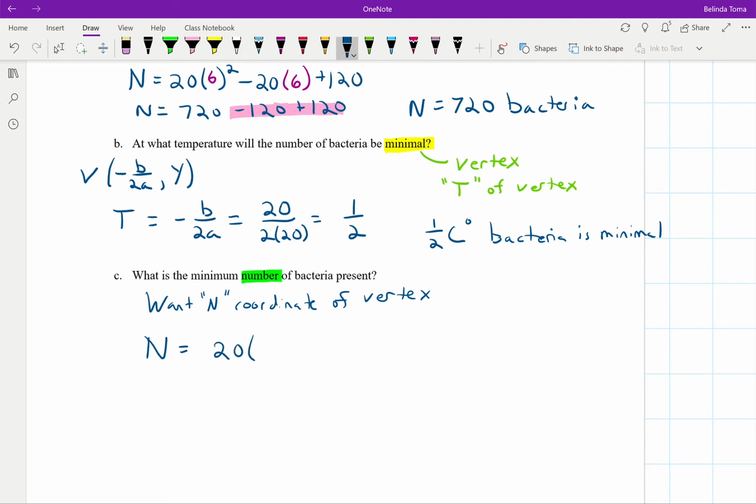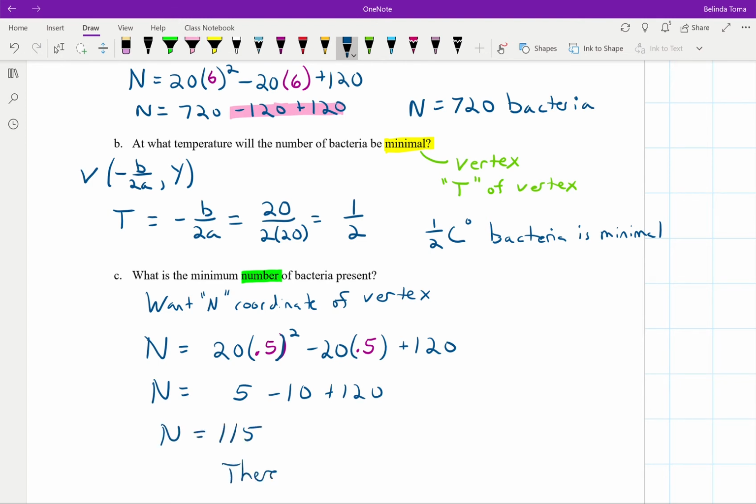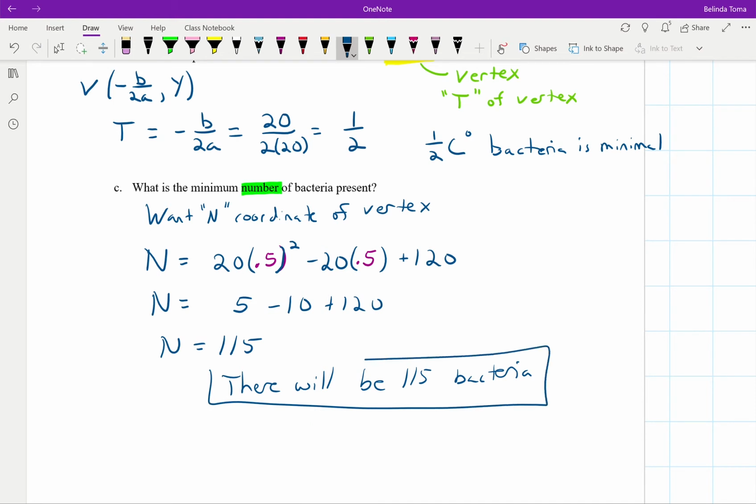So everywhere I see the t value, I'm going to put in a 0.5 or 1/2. And then I'm going to evaluate. So the number is going to be, when we do this, we get 5 minus 10 plus 120, and that's going to give me 115. So there will be 115 bacteria at the minimum level.